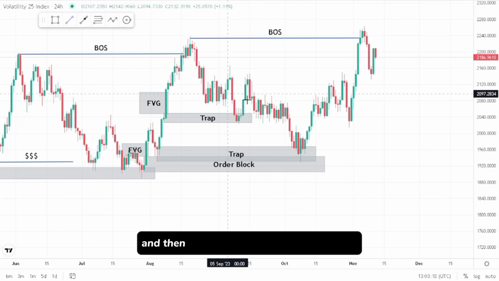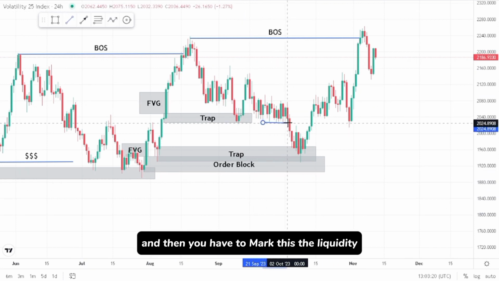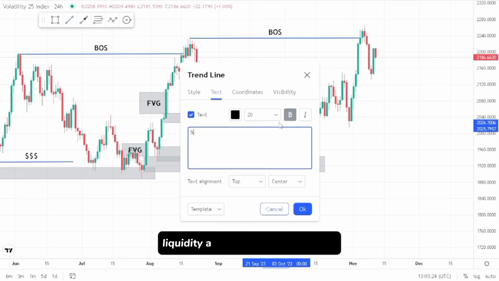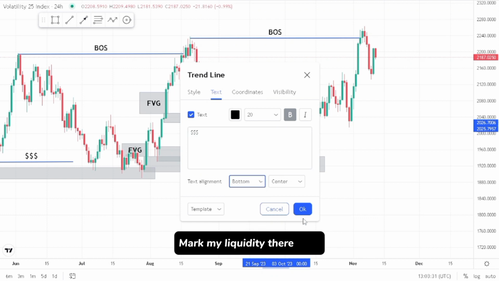And then here we have to mark the liquidity. There's a lot of consolidation in that area, so a lot of liquidity lies below and above that area, guys. Yeah, mark my liquidity there.